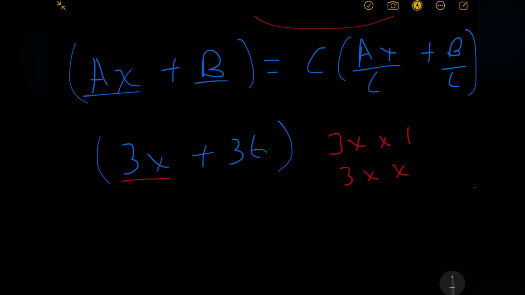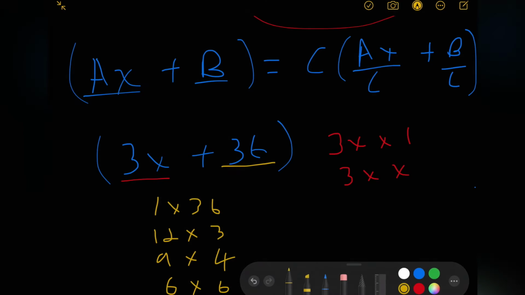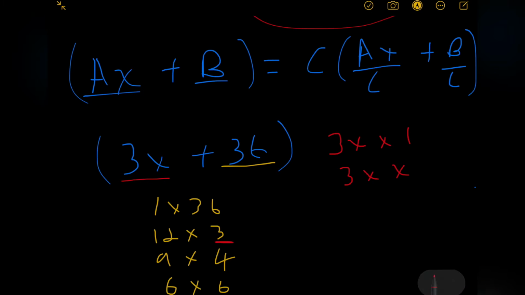Now for the next term, which is 36. Factors of 36 would be 1 times 36 itself, 12 times 3, 9 times 4, 6 times 6, and we have other factors as well, like 2 times 18. But we can see our highest common factor: 3 is common in both, as we can see here.